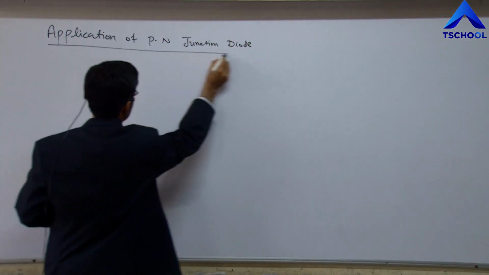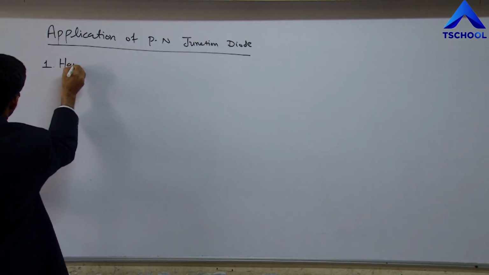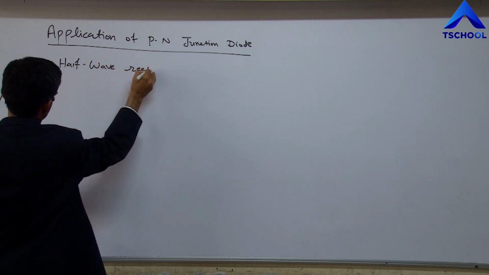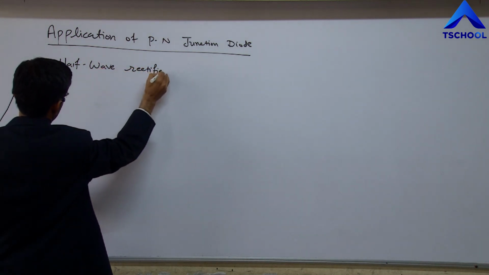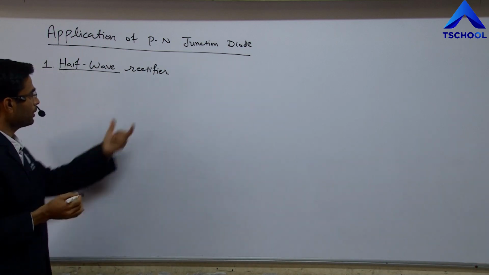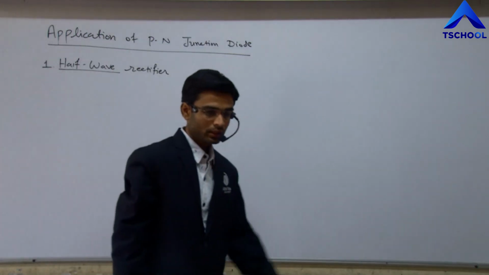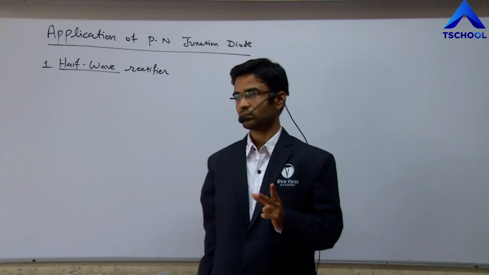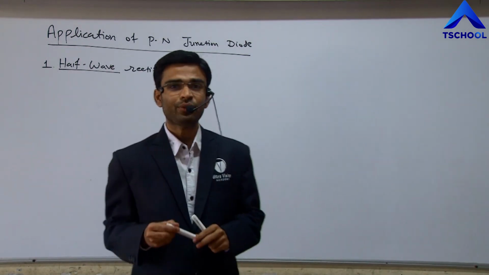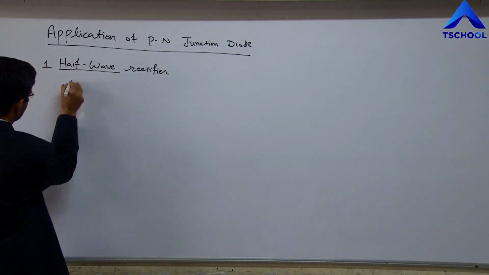Application of PN junction diode. First one, half wave rectifier. A question arises in our mind, what is a rectifier? Two words are important for this application. The first one is rectification.